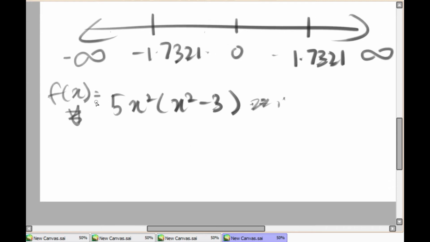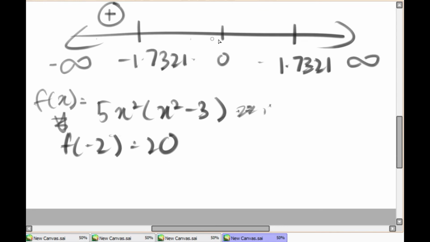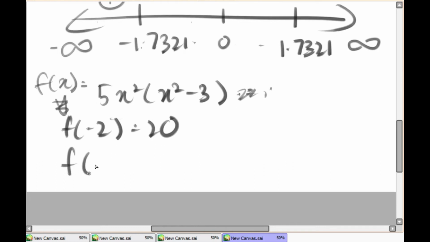What's smaller than negative 1.7321? We can just fix it as negative 2. So f'(negative 2) equals 20. 20 is bigger than 0, so it's a plus here. Now we're going to put in something between 0 and negative 1.7321, and a suitable one would be x equals negative 1.